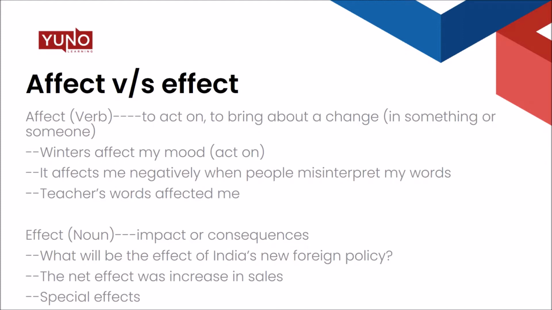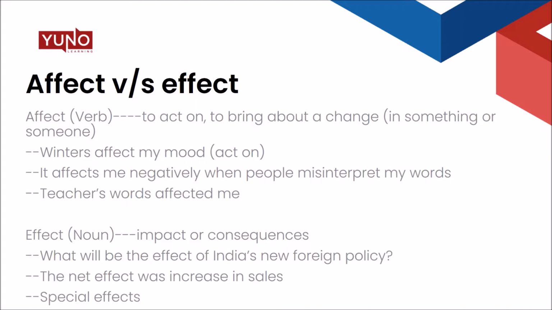So first we talk about affect, which is a verb. The meaning of affect is to act on or to bring about a change in something or someone. For instance, winters affect my mood. Or very simply put, you can say, winters, they act on my mood. So this is how we use affect.